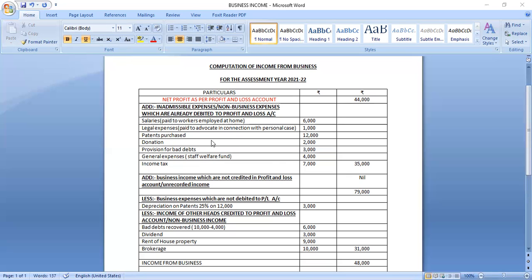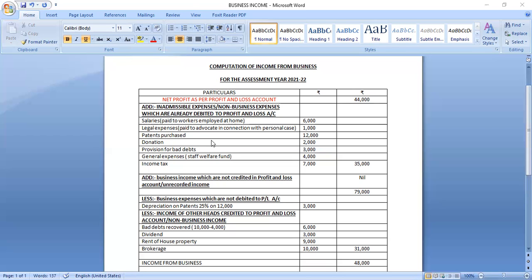So all these, in the first step, are those expenses which are debited but are not related to business. That is called non-business expenses. We have added them in the first step. The second step, you have to add those incomes which are not credited in the P&L account, or you can say unrecorded income.